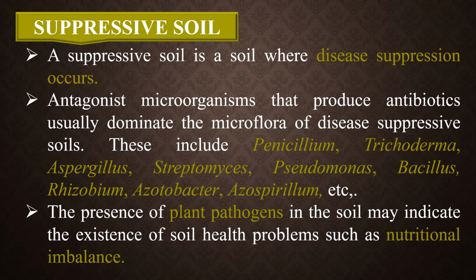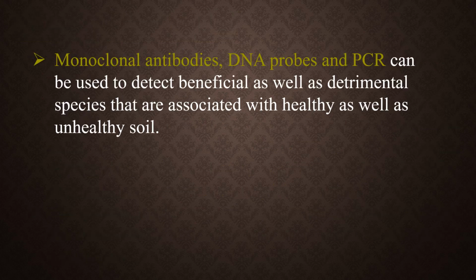The presence of plant pathogens in the soil may indicate the existence of soil health problems such as nutritional imbalance. Monoclonal antibodies, DNA probes and PCR can be used to detect beneficial as well as detrimental species that are associated with healthy as well as unhealthy soil.